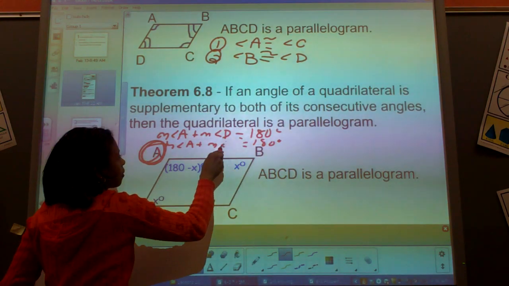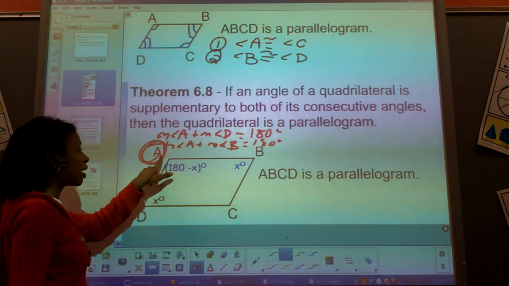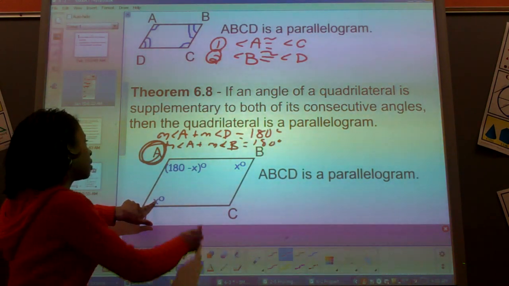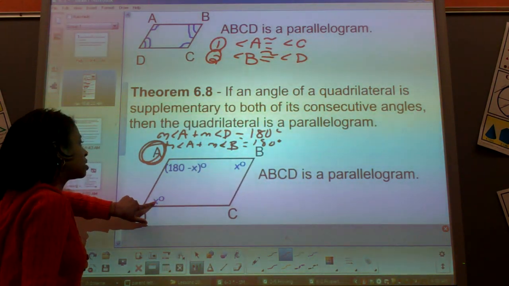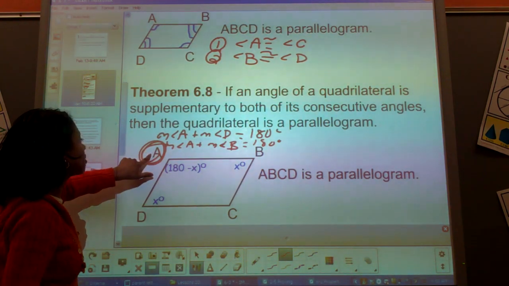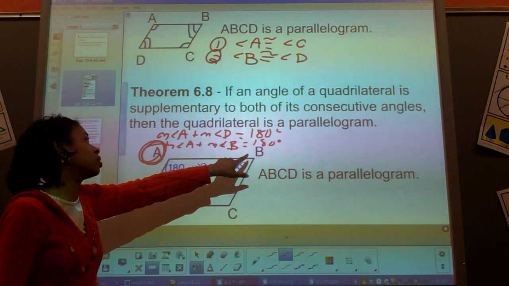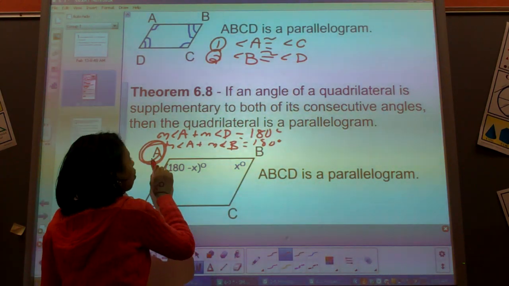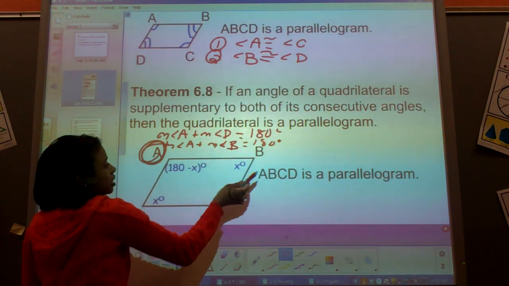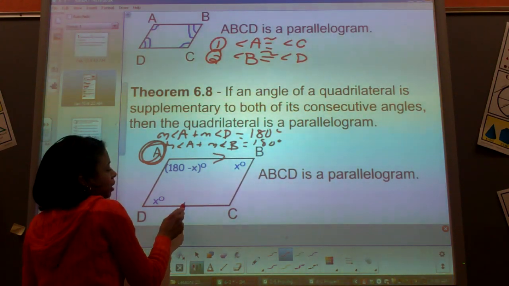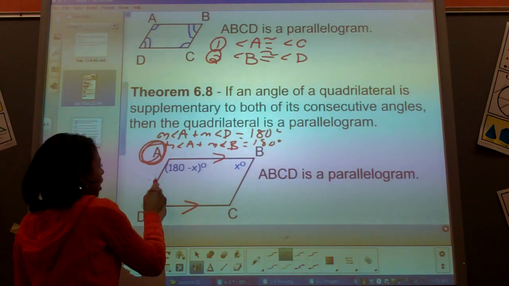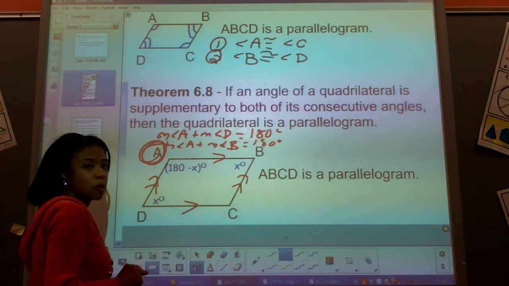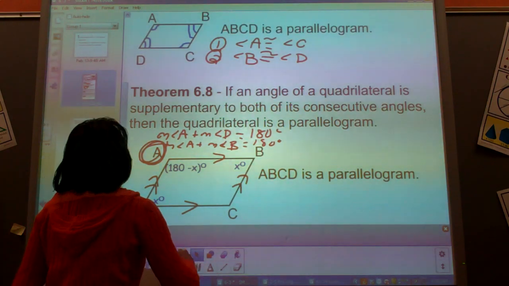Okay, so if I hold angle A as my consistent angle, if the measure of angle A plus the measure of angle D is equal to 180 degrees, and at the same time, the measure of angle A plus the measure of angle B is equal to 180 degrees, then the quadrilateral ABCD is a parallelogram, and I know that AB is parallel to CD and AD is parallel to CB. Okay? Moving further.